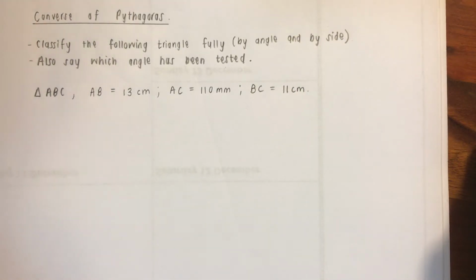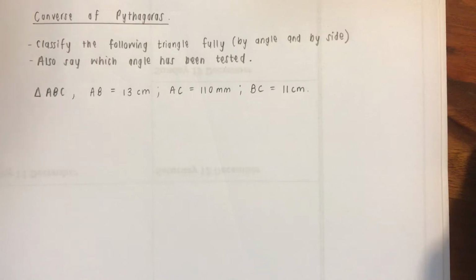Hi everyone, just a recap on the converse of Pythagoras, just an example. The question says, classify the following triangle fully by angle and by side. So we need to say which kind of triangle we are dealing with regarding the angles and regarding the sides. And then we also need to say which angle has been tested.